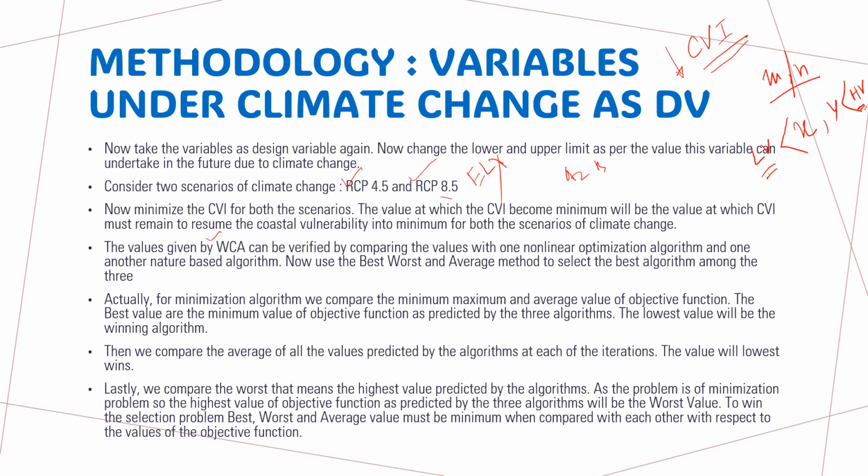Under the changed climate scenario, what value you have to maintain for your variables to get a minimum coastal vulnerability. So that was our objective for the third methodology, third step. Okay, so we have got that also. First you do it for RCP 4.5, second you do it for RCP 8.5.